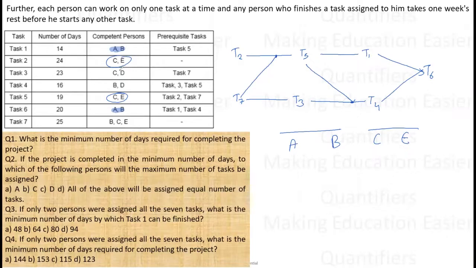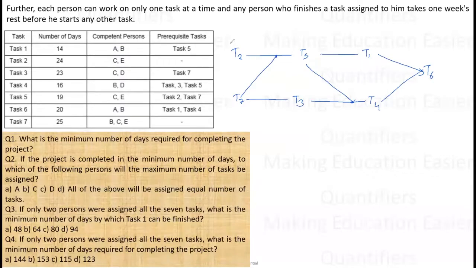Task 3 can be done by C and D only. So I cannot leave C. C has to be there. Okay. Task 4 can be done from B and D only, so B has to be there. So B and C are the people. So this is also then taken care of, which means the 2 persons that I have selected are B and C. Okay. Now B and C are selected.